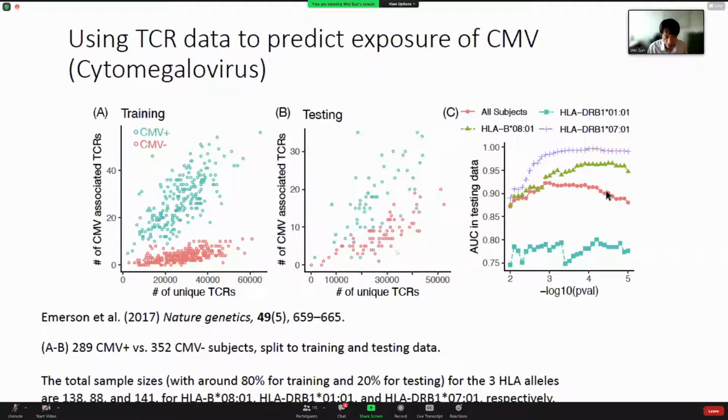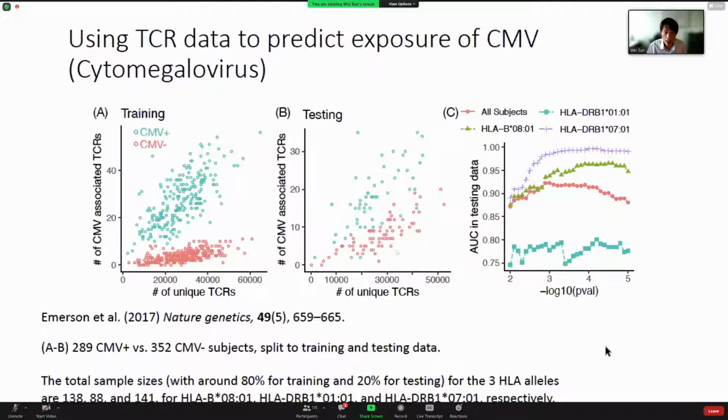That's the red one. However, if you condition on individuals with a particular HLA allele, for example the purple one, where we look at all the individuals who have this particular HLA allele, the AUC becomes much higher. So this is saying the association between TCR and the disease depends on the HLA allele, because that's basically the underlying mechanism. The TCR recognizes the complex of the HLA and the peptide.